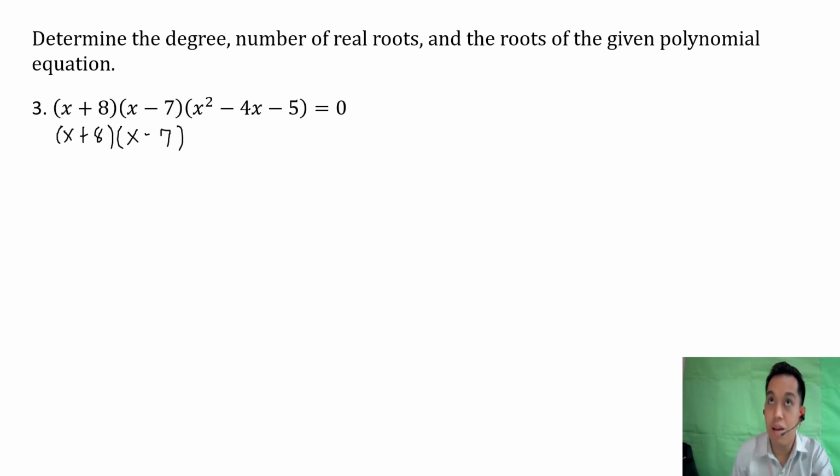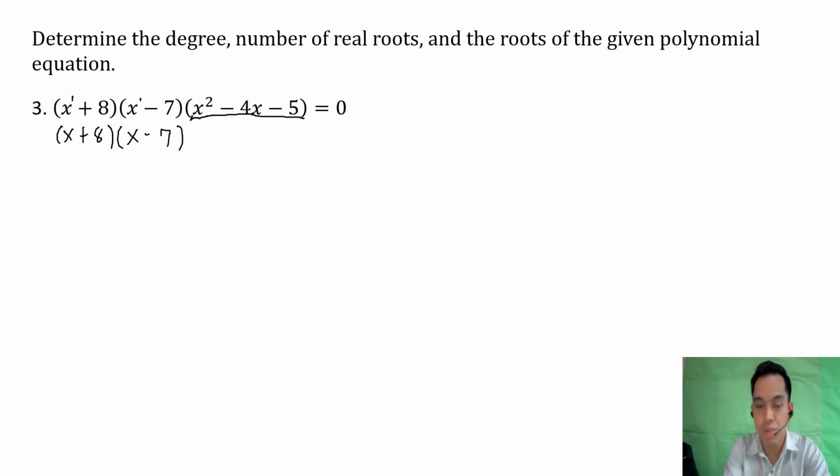Linear factor siya? Pag sinabi mo kasing linear factor, ang degree niya dapat ay 1. X squared minus 4x minus 5 yan, ang kanyang degree ay 2. Itong x plus 8, ang degree kasi nito 1 lang. Ito 1, pati ito 1. Kaya, linear factor sila. What about ito? Linear factor or not? Okay, hindi siya linear factor kasi ang kanyang degree ay 2. So, hindi yan linear factor.